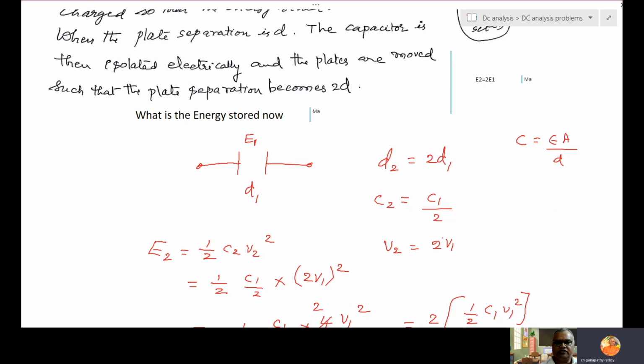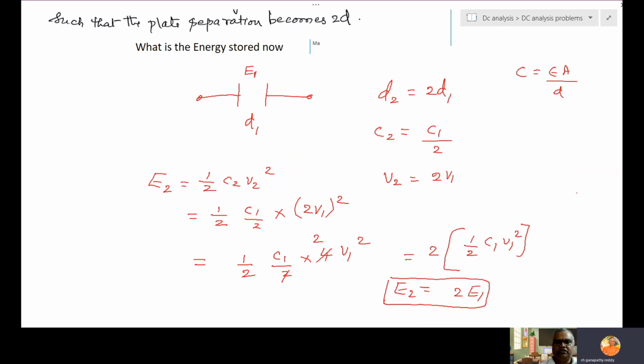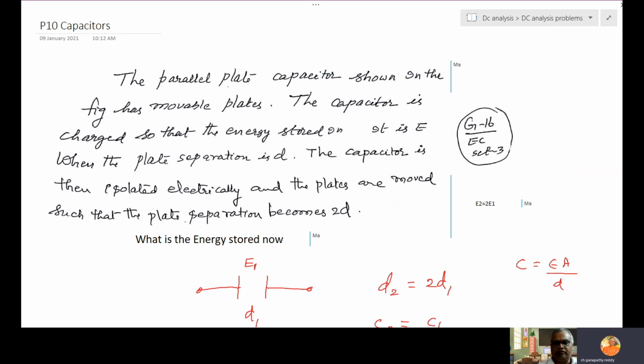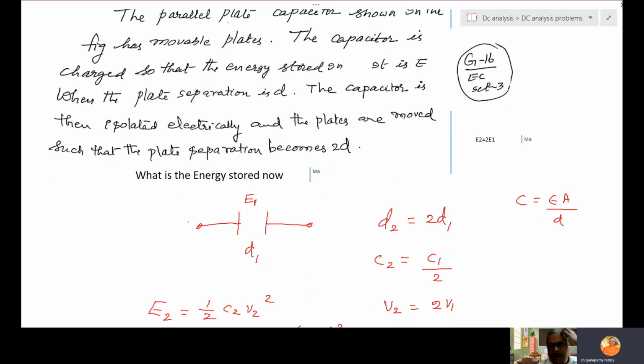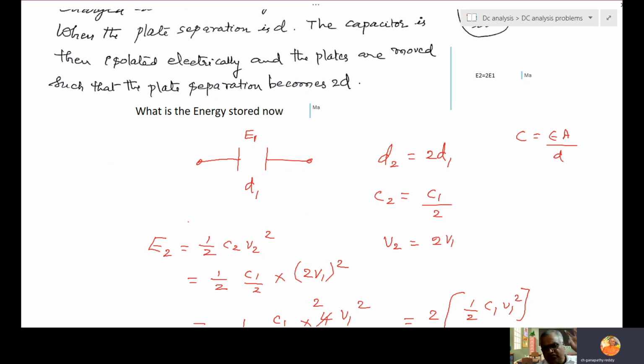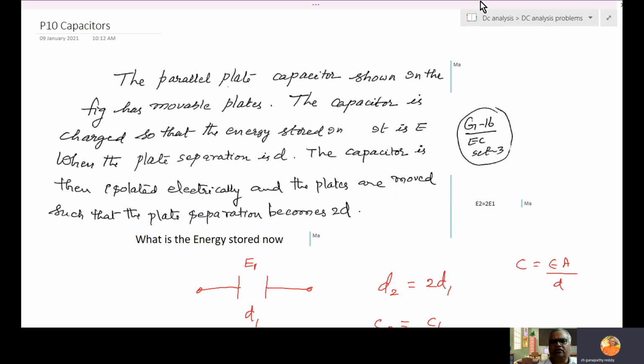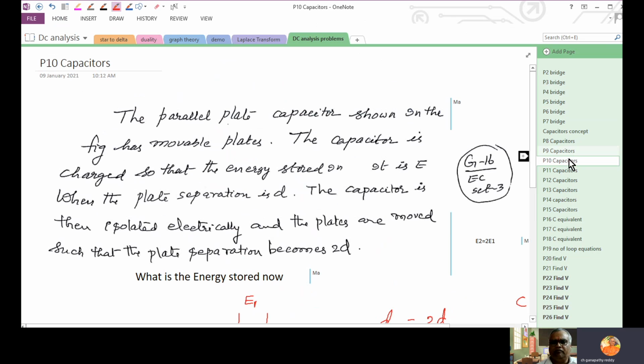Just plate separation is increased, C2 value reduced to half, V2 increased to double. Then use this formula, simplify, you are getting E2 equal to 2E1. So in all these problems C is changing. When C is changing, either Q or V changing, energy will change. So based on this concept, many problems are coming.